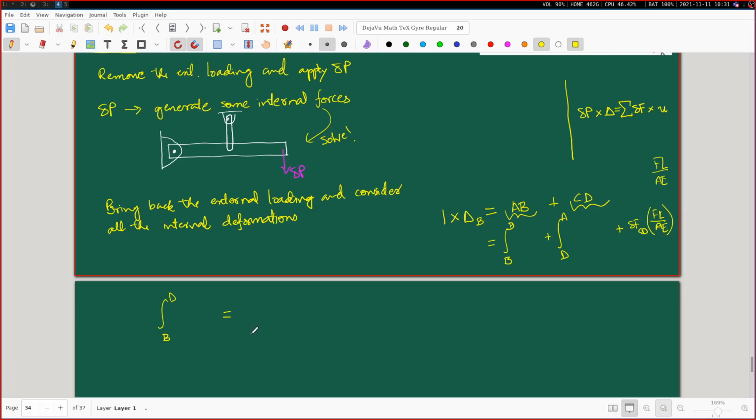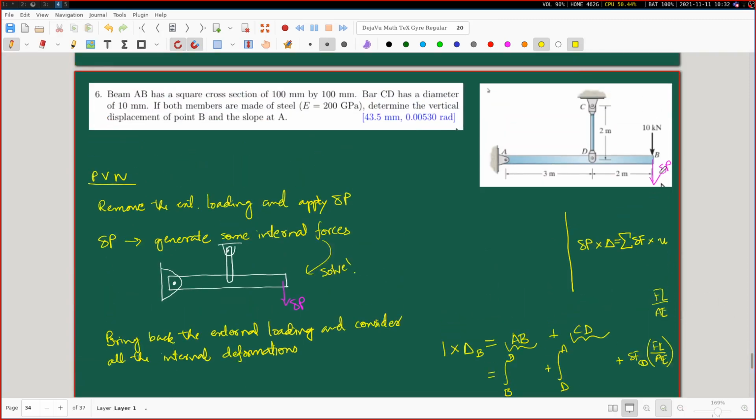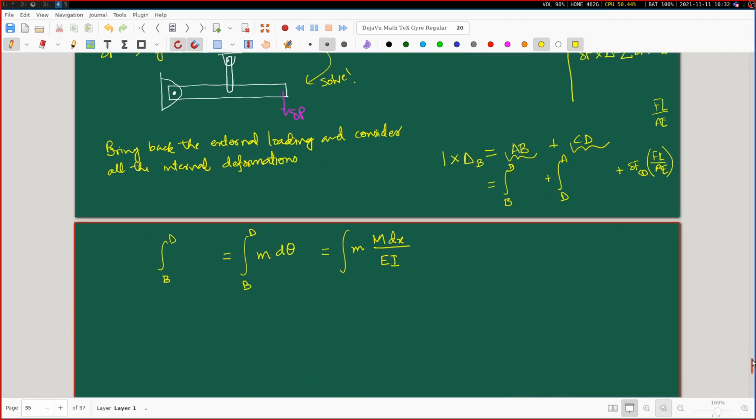Sir, integral M d theta. Integral M d theta. Okay, fine. So we have to go from B to D. So d theta we have already established that this is going to be m dx divided by EI. We have discussed that in that extra video lecture that I had prepared. And this is 0 to 2 meters, so I can write that.